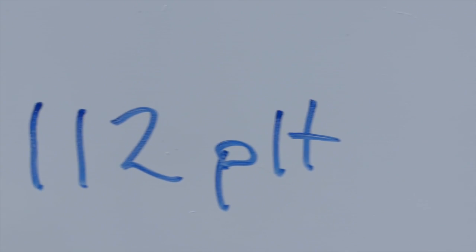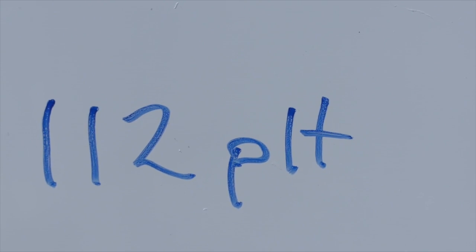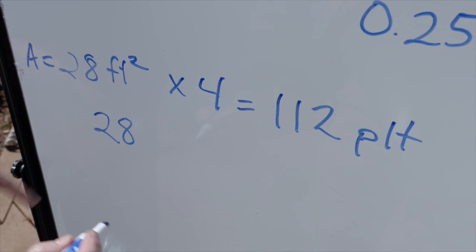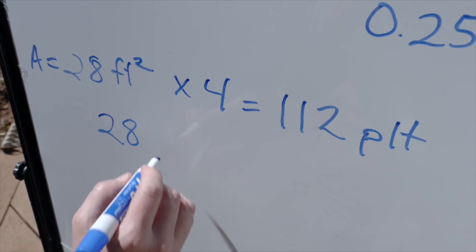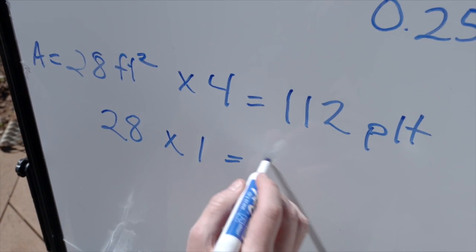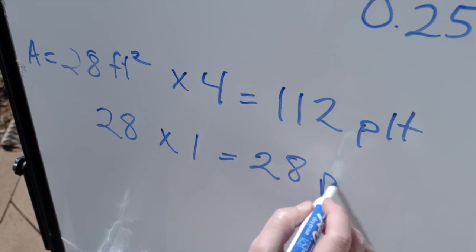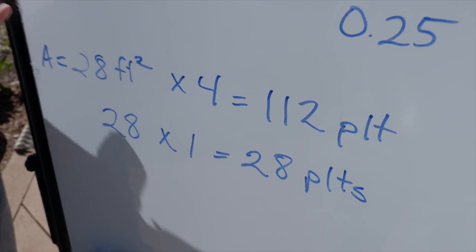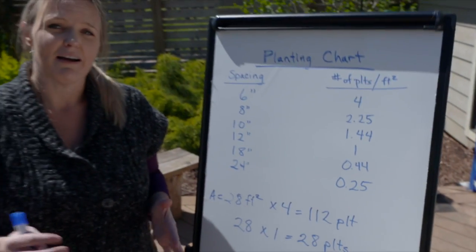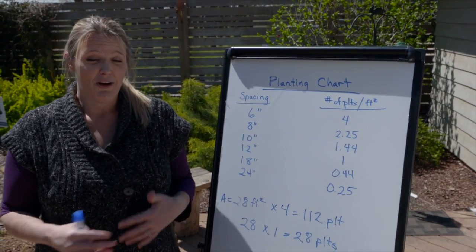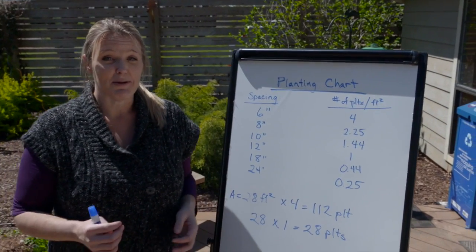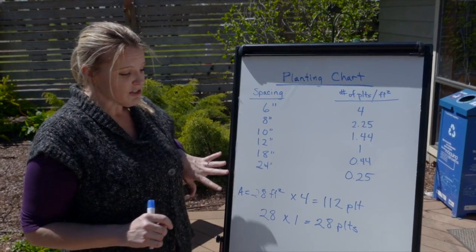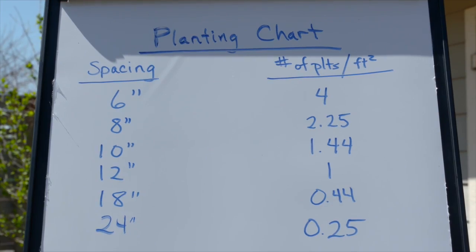Let's say you're going to plant your plants 12 inches apart. In that case, you would do your square foot area of 28 times 1 plant, which would tell you that you need to purchase 28 plants. Now again, this is just a bit of a rough estimate, and you might want to go ahead and buy a couple extra because you never know what the weather or animals and pests might bring and damage some of your plants, so it's nice to have a few extra. But this is a great way to figure out how many plants you might need.